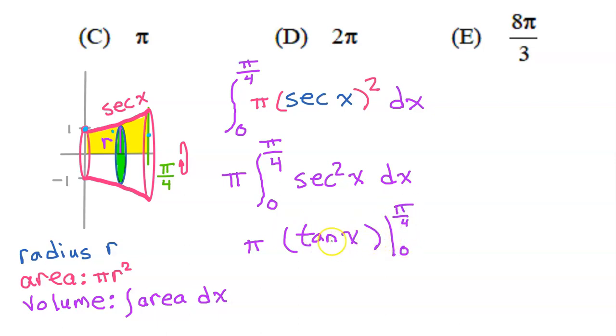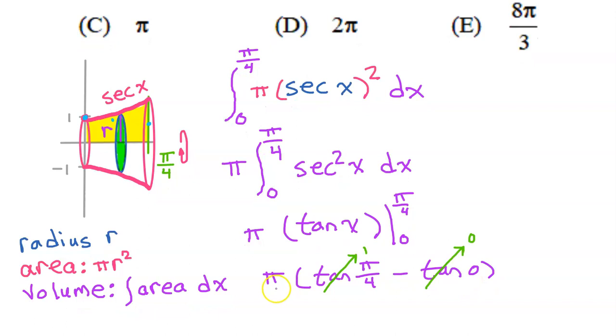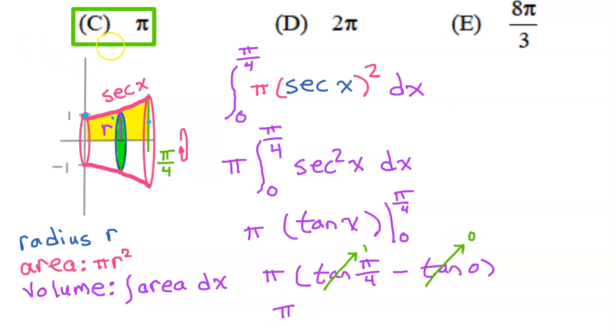So this means I need to find the value at pi over 4 minus the value at 0. So this will be pi times the tangent of pi over 4 minus the tangent of 0. The tangent of pi over 4 is 1, and the tangent of 0 is 0. So I'm left with just pi. So the answer is C.